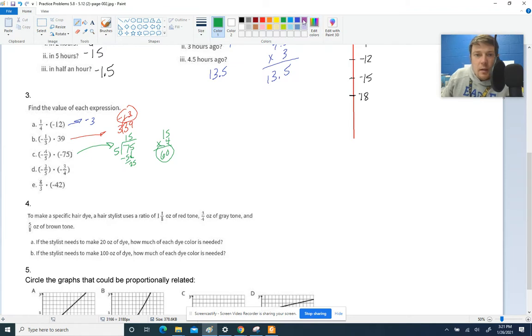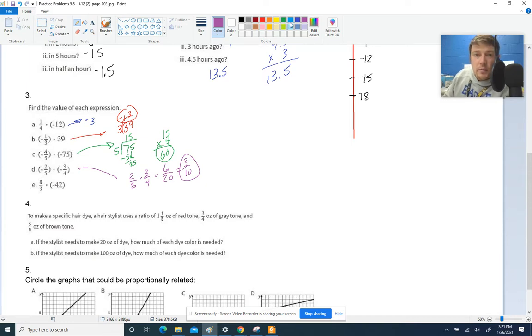And then on the next one, we're doing 2/5 times negative 3/4. Both negative, so we know we're going to get a positive answer. We just have to do 2/5 times 3/4. 2 times 3 is 6. 5 times 4 is 20. Then we can reduce that to 3/10, and positive 3/10 because negative times a negative.